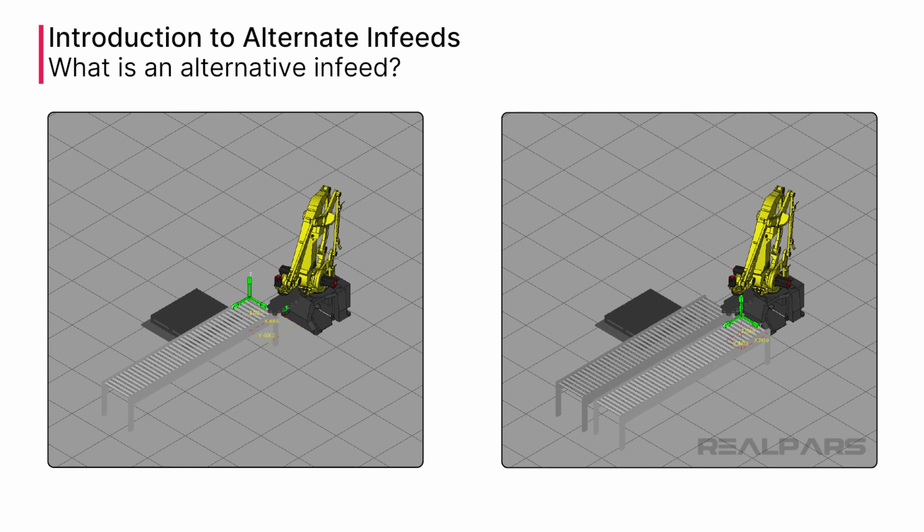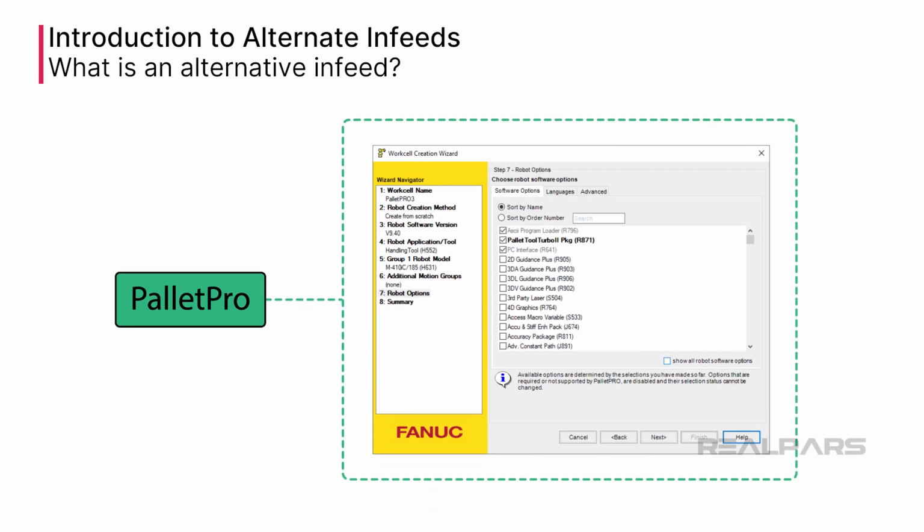Now, we will learn what an alternative infeed is and how to set up an alternative infeed. For this video, we will change this to a more realistic rate in order to show the principle. This option is only supported by Fanuc if you are using Pallet Tool. However, this will still work in PalletPro using Pallet Tool Turbo 2.